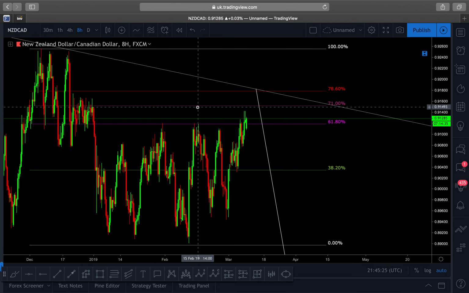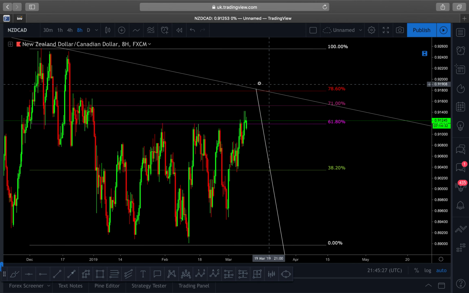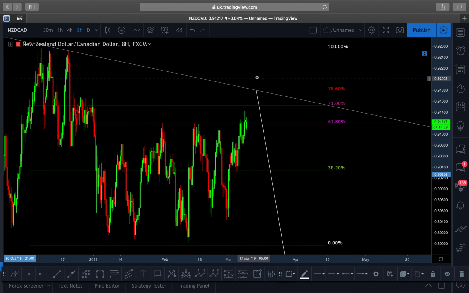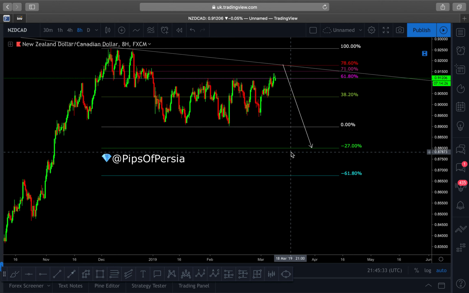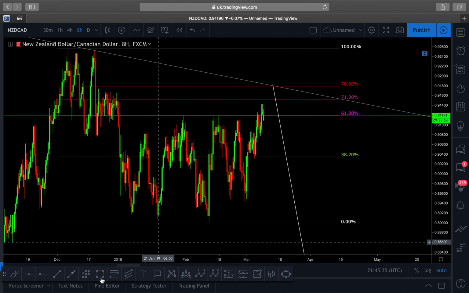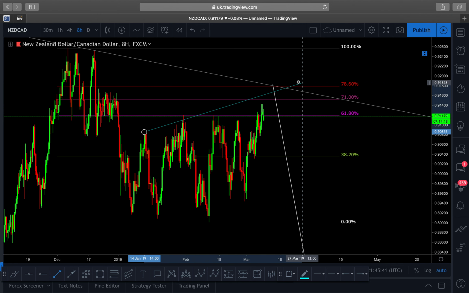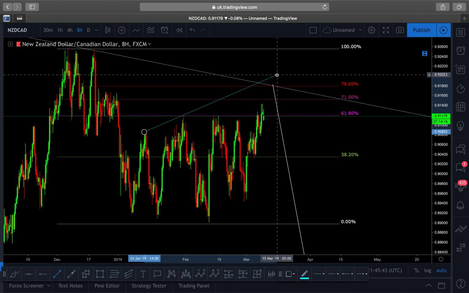And I would like to see if I get a nice tap off of a key Fib level slash my trend line over there. Okay, I would like to see if I get a nice reaction off that to execute potential sell positions on New Zealand dollar versus the Canadian dollar. You can go ahead and put in certain lines and certain zones as well.